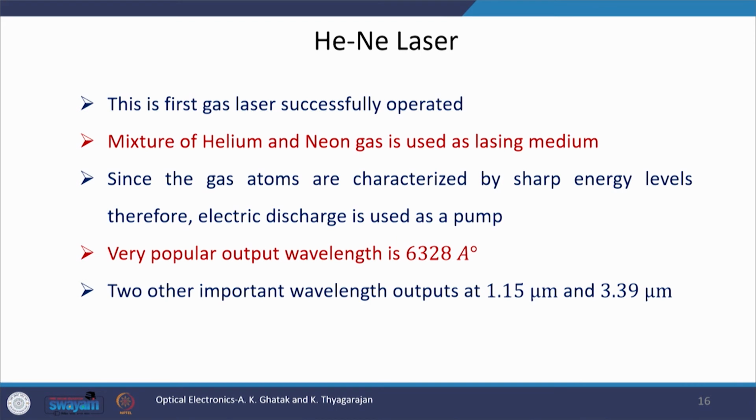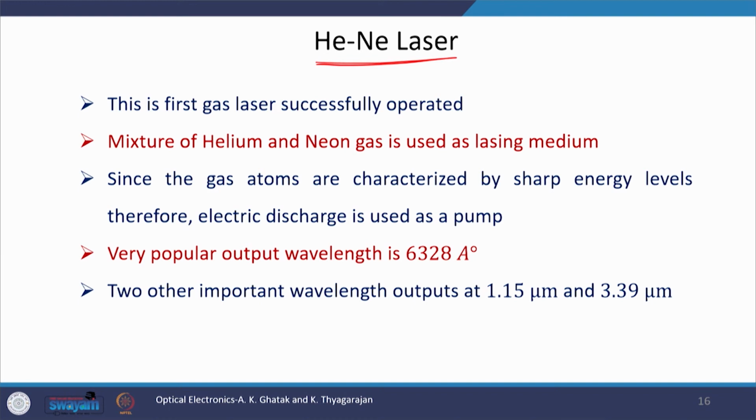Now, coming to gas lasers, the most important, widely used and studied laser is the helium neon laser. This is the first gas laser which operated successfully. In this laser, helium neon is the active medium. A mixture of helium and neon gas is used as the lasing medium. Since gas atoms are characterized by sharp energy levels, electric discharge is used as the pump here, and the very popular output wavelength, 6328 angstrom, is emitted in the helium neon laser, and it has wide application.